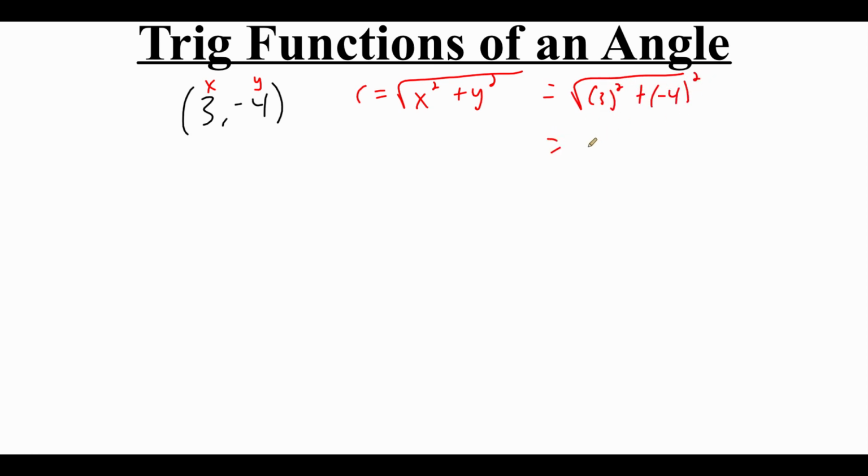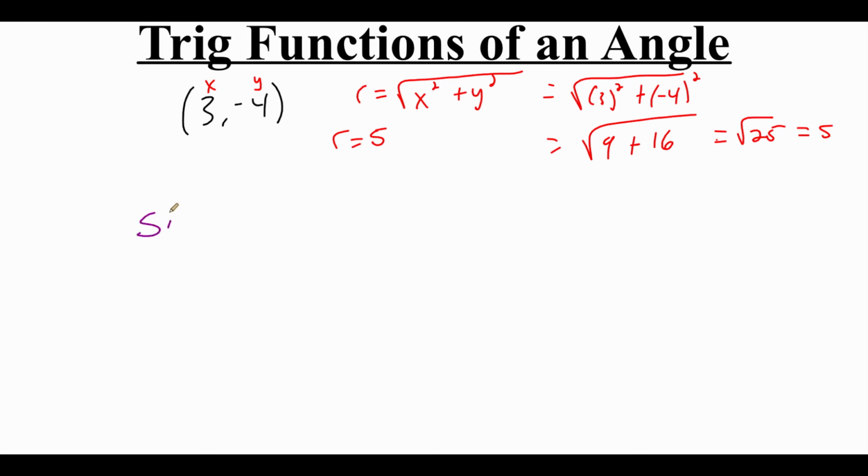Now when we square that 3, we're going to get 9. When I square -4, I get positive 16. So if I add the 9 and the 16 together underneath that radical, we're going to get the square root of 25. But the square root of 25 is just 5. So my r value is 5. Now I've got everything that I need in order to evaluate those trig functions.